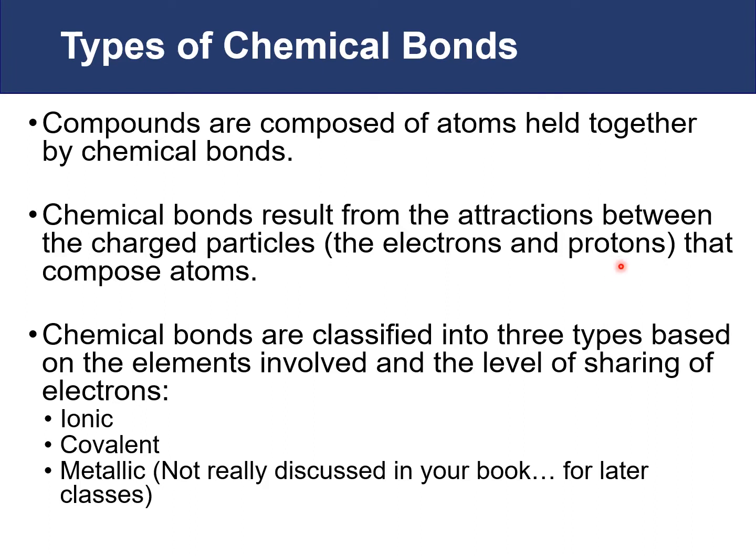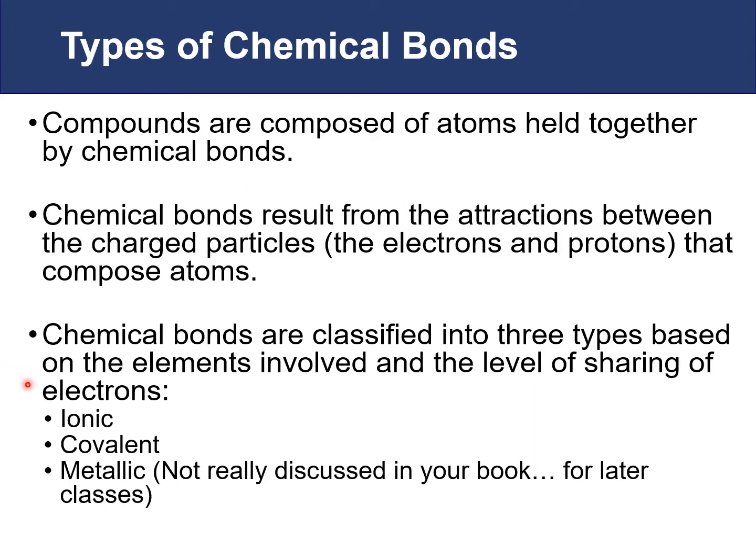So the things that are causing the attractive force, which we will call chemical bonds, are the protons in the nucleus of one atom attracting the electrons on a different atom. The chemical bonds are classified into one of three types based on the elements that are comprised of the bond and the level of sharing of the electrons.